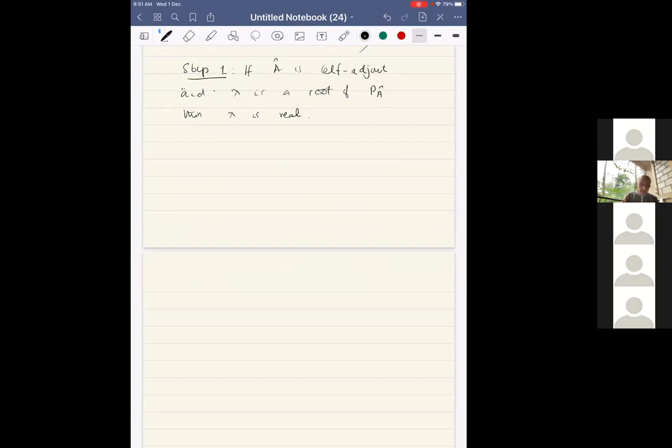So this is the proof of step 1. Is there a question? Hello. Was there a question? No. So choose an orthonormal basis and let A be the corresponding matrix.